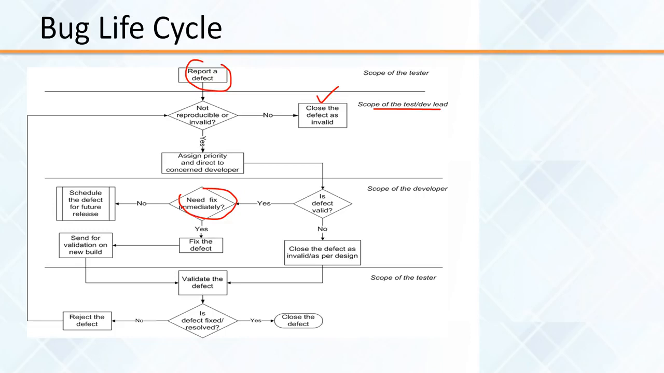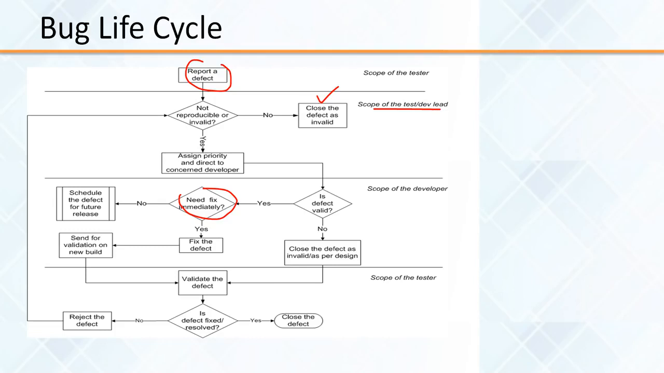But he is accepted as a defect. Based upon priority, he has to fix it immediately or he can fix it in future. And if yes, then send it for validation on the new build. He will fix the defect in the new build and then send the new build to the tester, and again we will validate the defect on the new build.